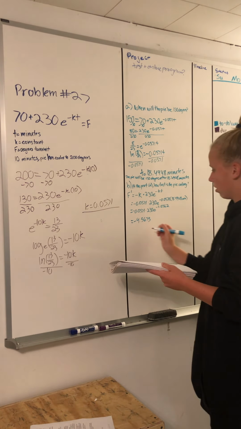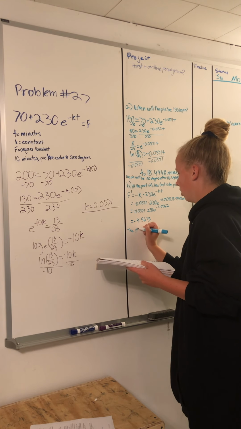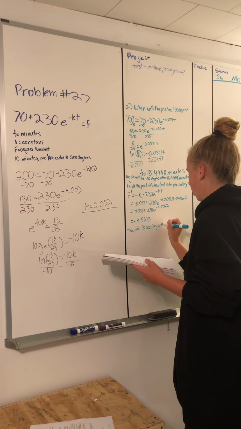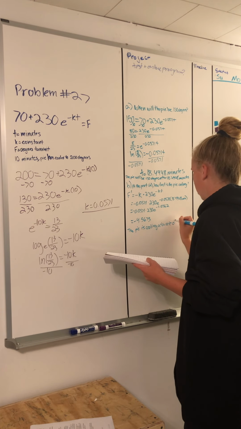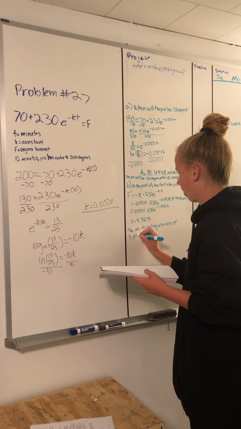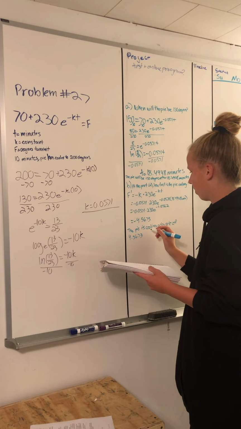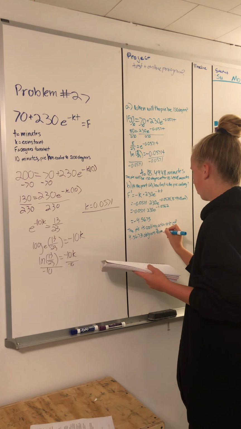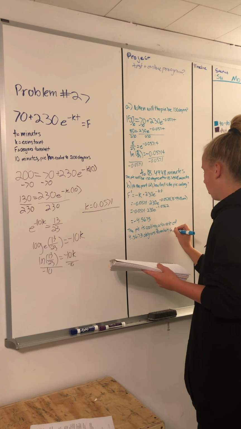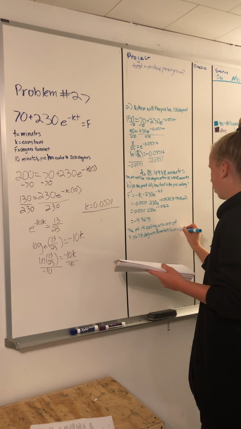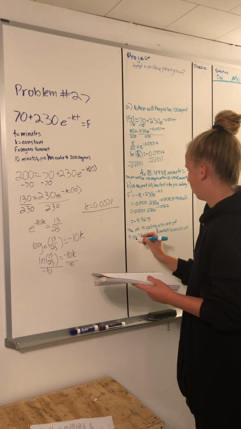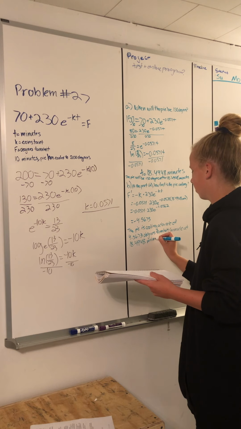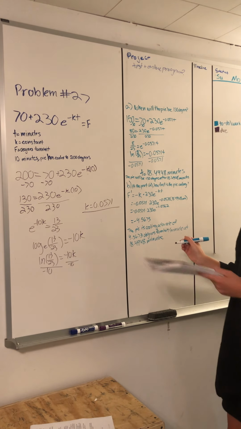And then if you solve that, you get negative 4.5673. So the pie is cooling at a rate of 4.5673 degrees Fahrenheit per minute at 18.4948 minutes. And that's problem number 27.